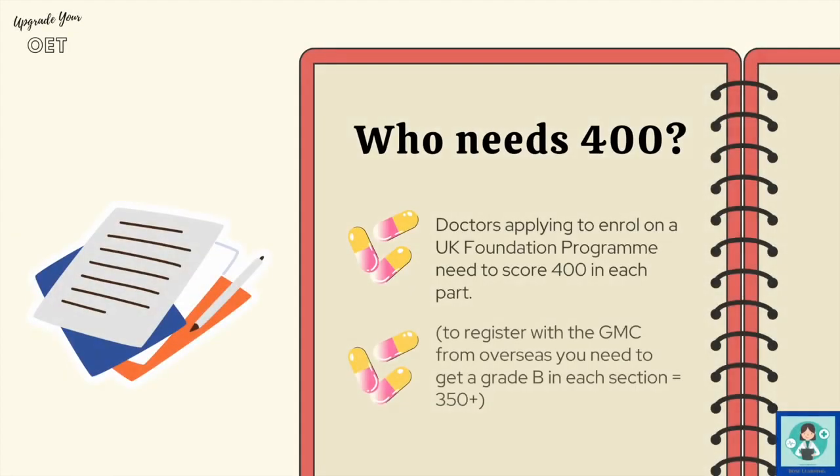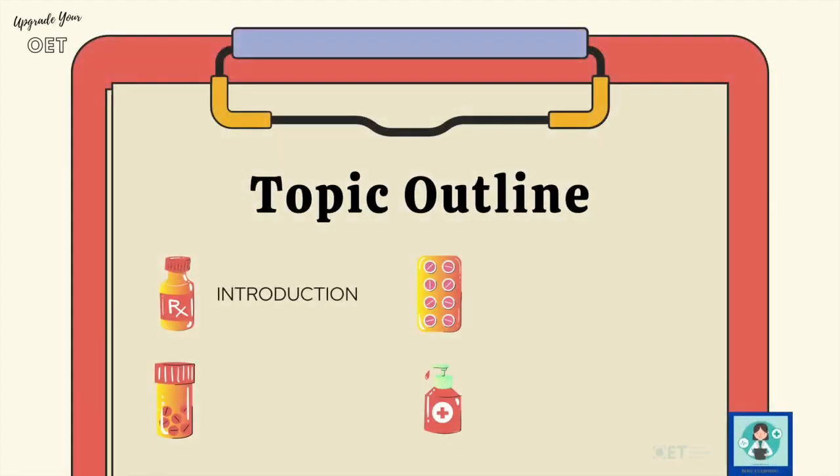But this video is also going to be useful for any of you who need to register with the GMC or Irish Medical Board or any of the other medical boards, and you need at least 350 in each part of your test. That's a grade B to be able to register, but this is particularly aimed at those of you who need 400. We're going to be looking at that finesse, what just pushes you over that grade boundary, 350, 360, 370, all the way up to 400.